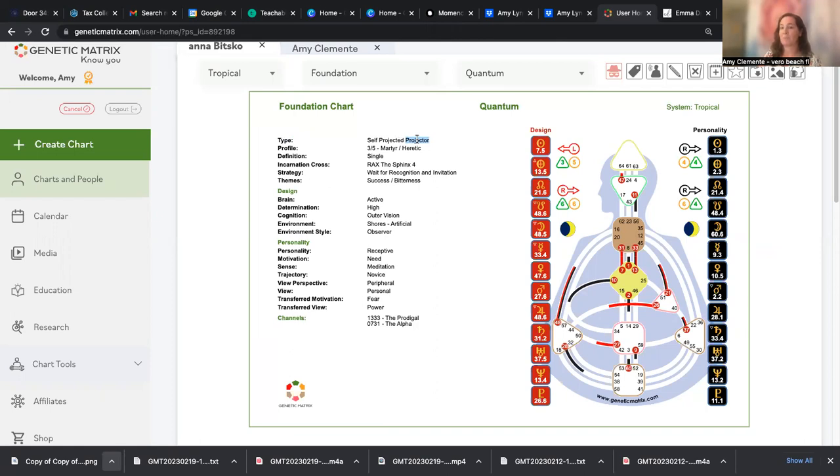Now, just the mechanics of a projector. What makes a projector a projector? It's an undefined sacral. So this is the sacral energy center. There are 9 energy centers, and you can see that some are colored in, which means they're defined, and some are white or open, which means undefined. And this is the sacral center right in the center here, and it's undefined. So projectors have an undefined sacral center, and they have no motor connected to the throat.